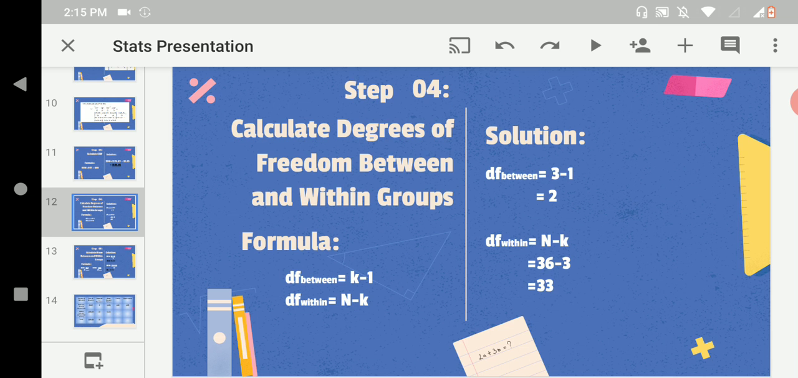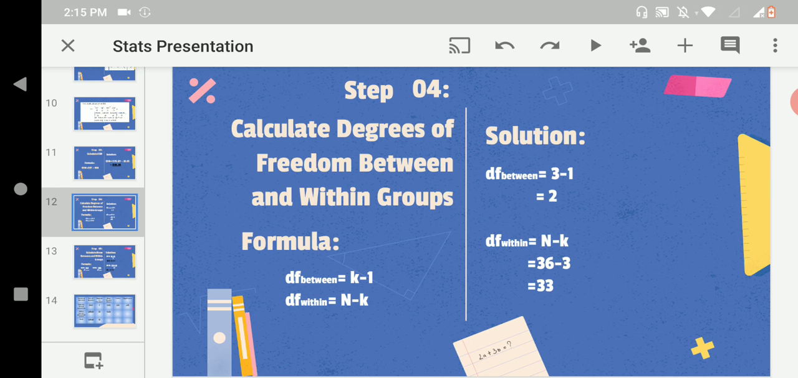So our formula is DF, which means degrees of freedom. DF between is equal to K minus 1. Now, let us recall what we mean by the term K. K means the number of groups. How many groups do we have? We have 3 groups: the grammar-oriented, the content-based, and the email and internet class or group.